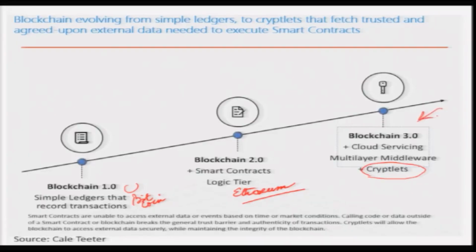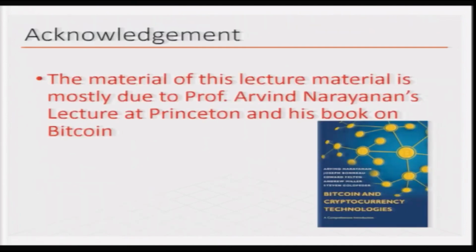What we want to do now is focus on blockchain 1.0 and understand how it works, then we will move on to blockchain 2.0, and finally, we will see some of the features of blockchain 3.0. Today's lecture is based on Professor Arvind Narayanan from Princeton, his book and his lectures at Princeton on a course on Bitcoin. We will selectively use some of the ideas and material that he used for his course. So, we should acknowledge him.